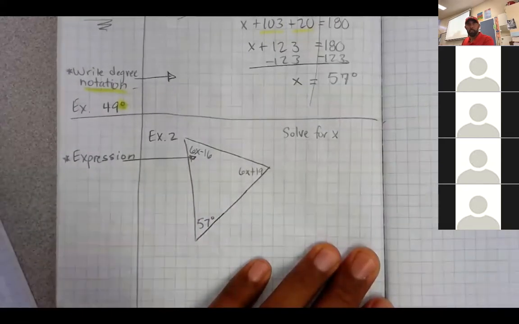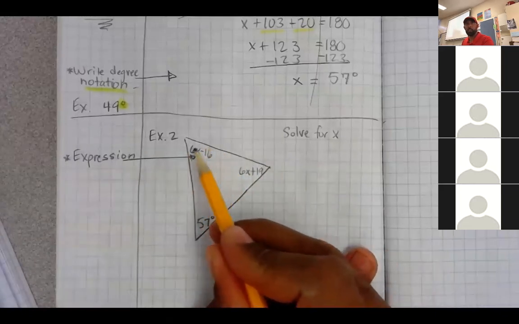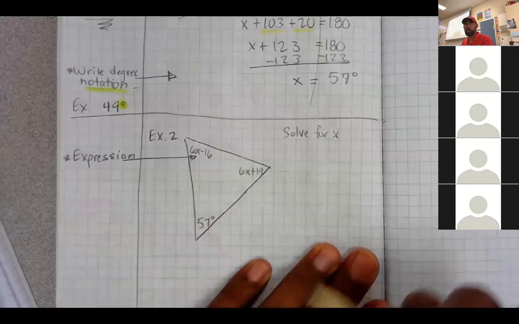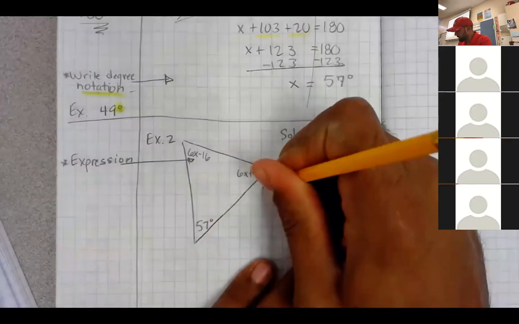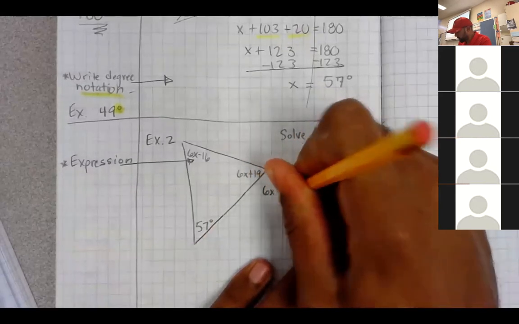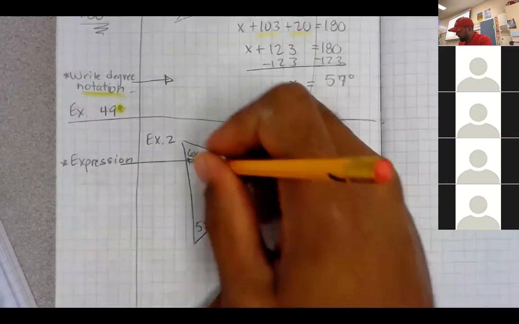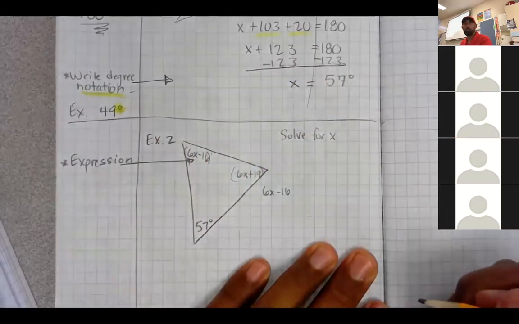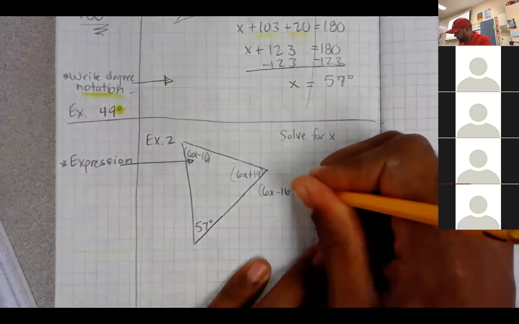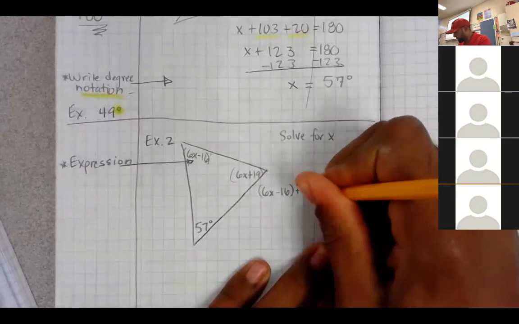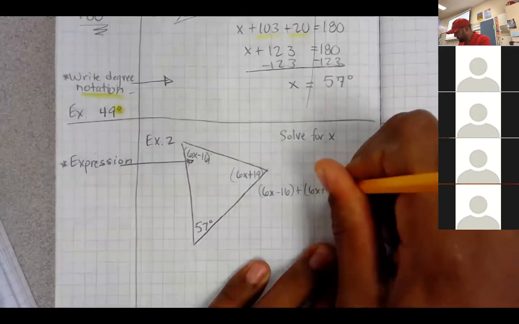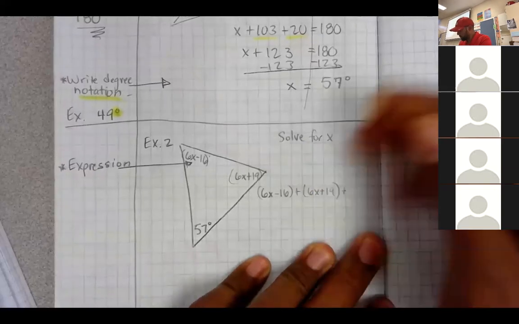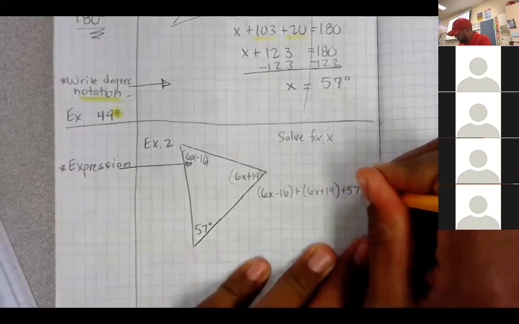So same idea though, this angle or that expression plus this angle or that expression plus this angle equals 180. So we're going to treat it the same way. 6x minus 16. Actually, I'm going to put parentheses around it just like in the picture or in Delta Math. So I'll do that here. So I'm going to add that up plus 6x plus 19 plus the 57 equals 180.